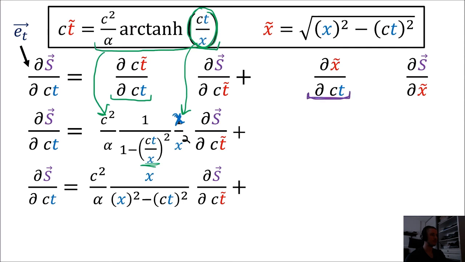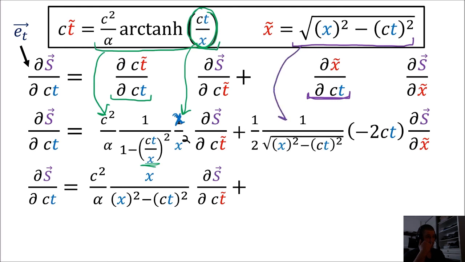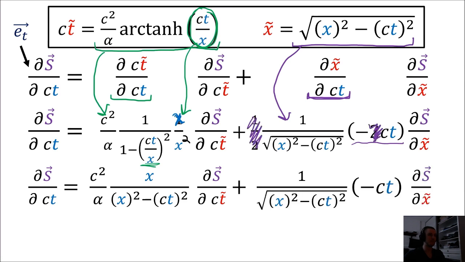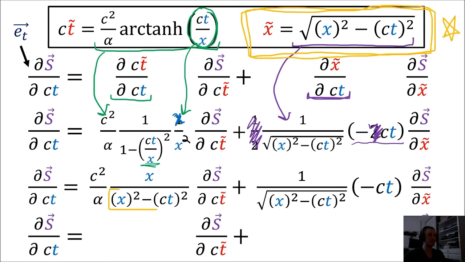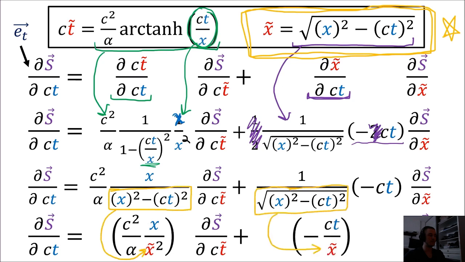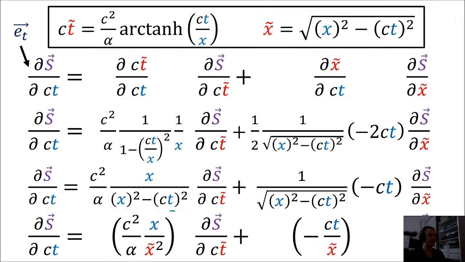And for the derivative of x tilde with respect to ct, we get 1/2 in front, and then put the square root in the denominator. Again, we need to use chain rule to take the derivative of the term under the square root with respect to ct, and this just gives us negative 2 ct. And here the 1/2 and the 2 cancel. And remember, the square root of x squared minus ct squared is just x tilde by definition. So this becomes x tilde squared, and this becomes x tilde. So our coefficients are c squared over alpha, x over x tilde squared, and negative ct over x tilde.